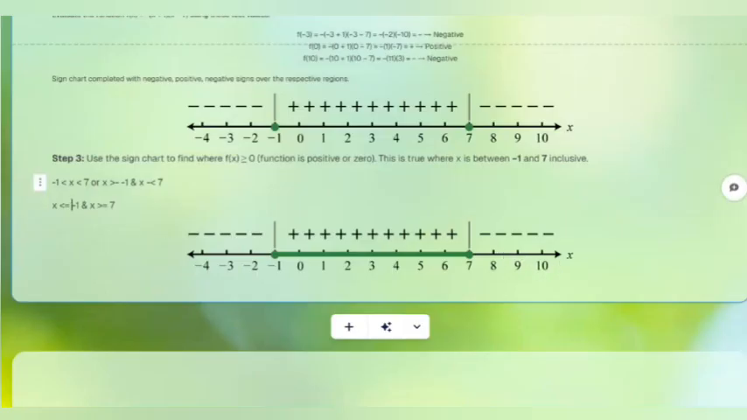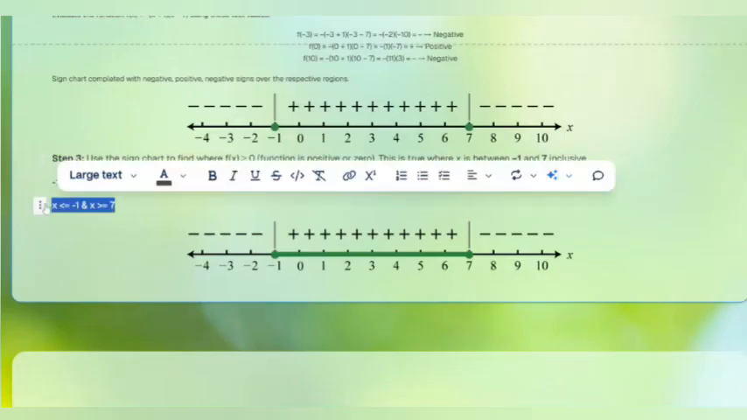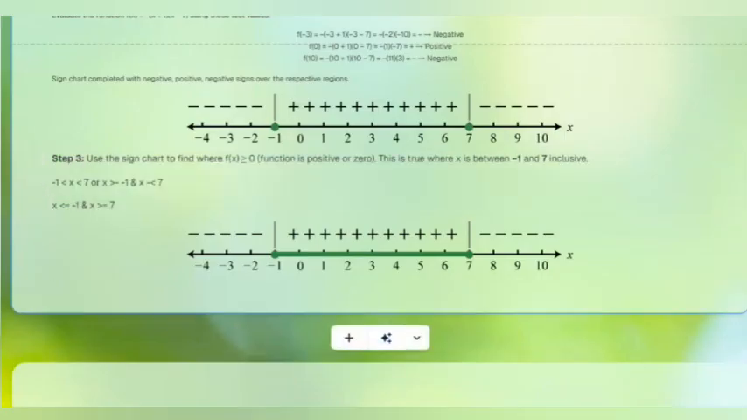Now you see that this cannot be combined because it's not within the same region. So the first one was here, right? They share the common space, but this one is on this side, and this one is on this side. So your answer will have to be left like this. There's no way you can combine it into something like this, right? But that's simply the way quadratic inequality works.